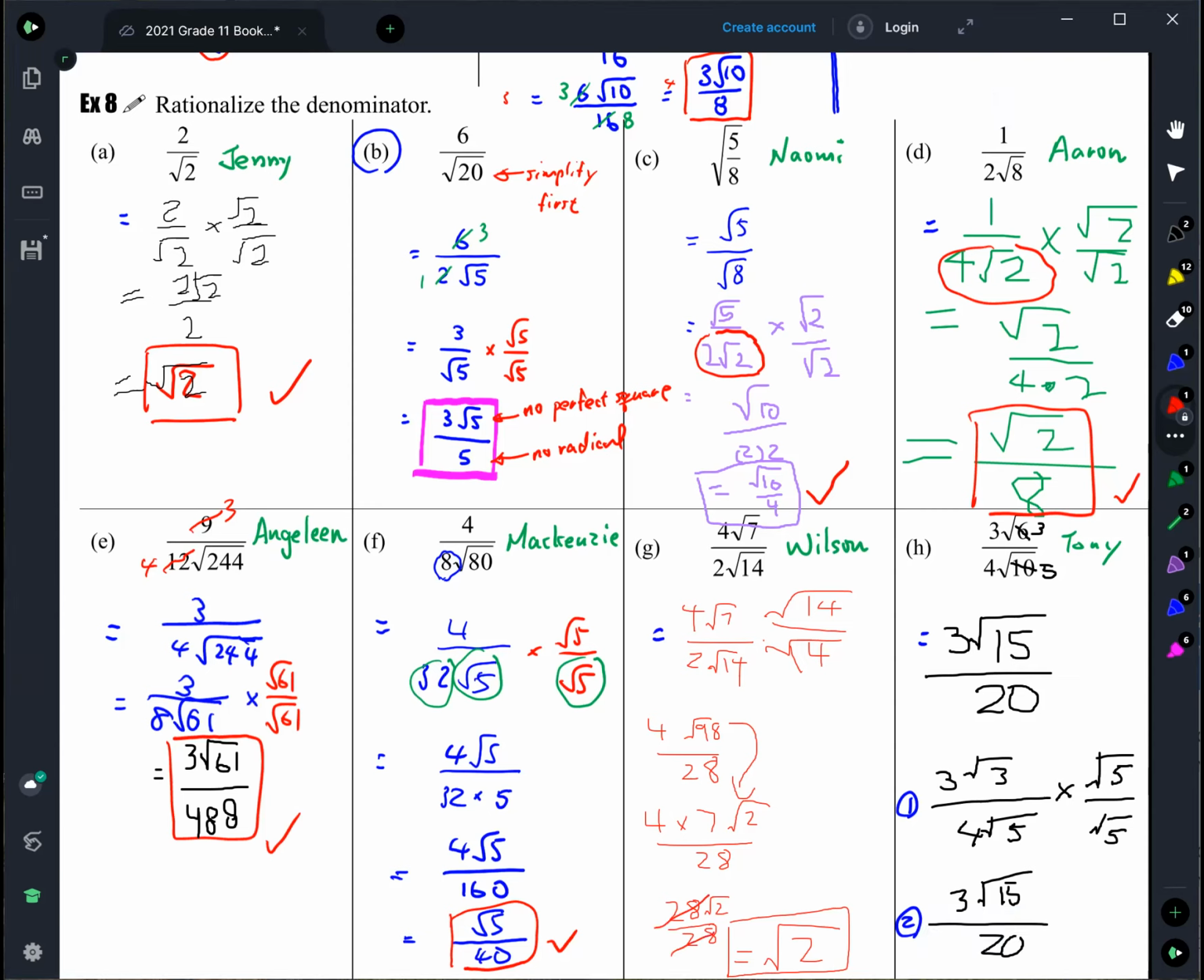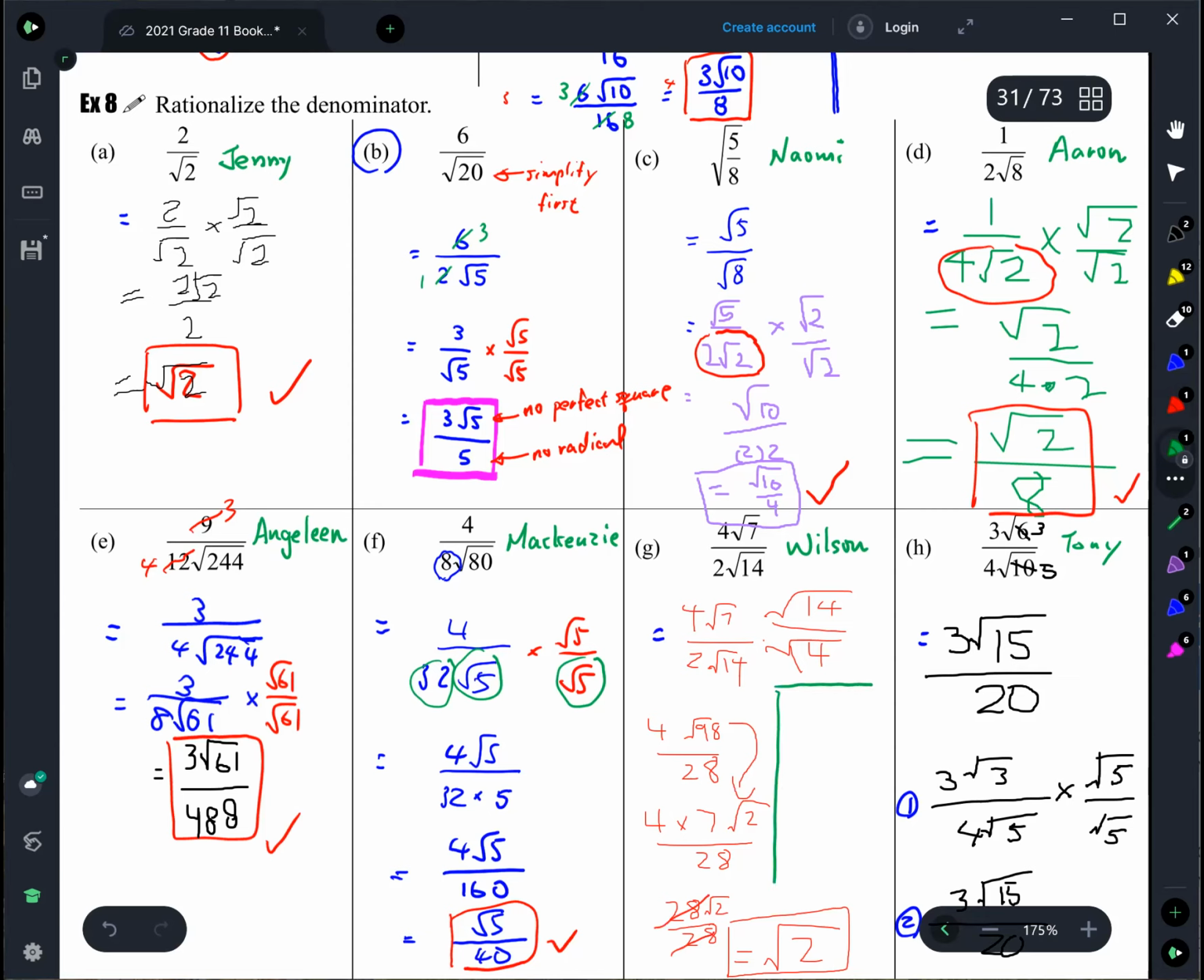Okay, so for question G, if we do it a little bit differently, if you look at the original question, okay? So Wilson, take a look, question G. Yeah, I see it. So is there anything we can reduce first before we multiply by root 14? 4 and 2, or 7 and 14. Yeah, so if I do that first, what does it become? If you reduce the 2 and the 4, it becomes what?